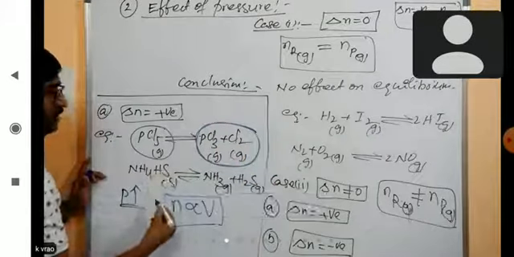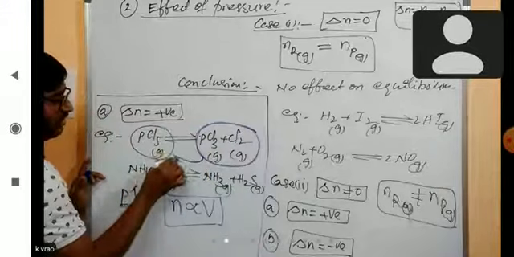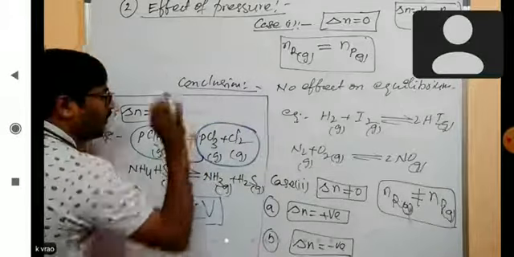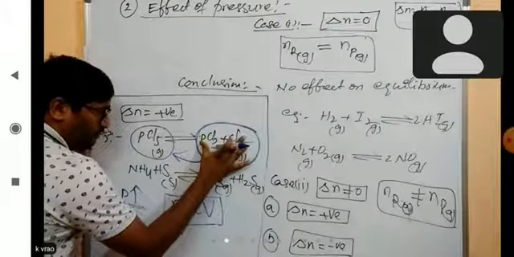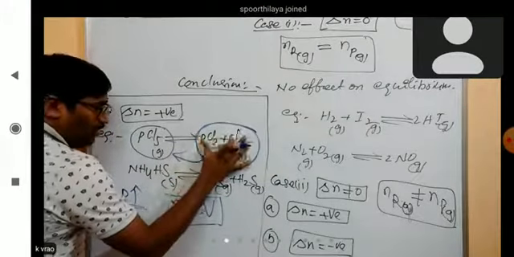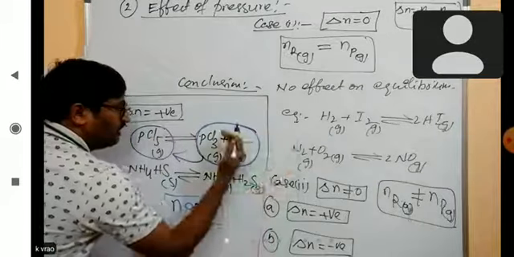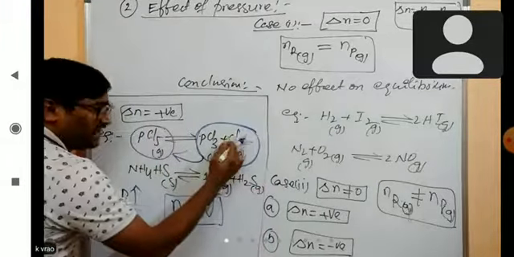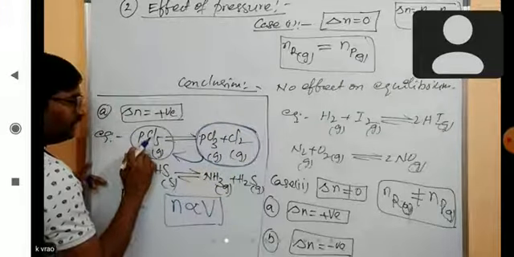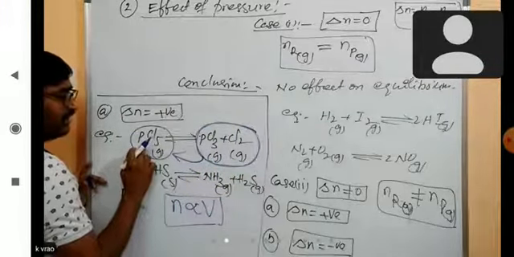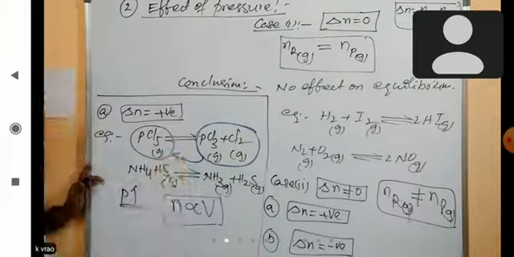Therefore, if I increase the pressure, the equilibrium will shift to the side with fewer moles, because here there is already more volume and there is less volume on the other side. If I increase the pressure, the equilibrium will shift to the side where the volume is less. Then automatically the equilibrium will shift in the backward direction.